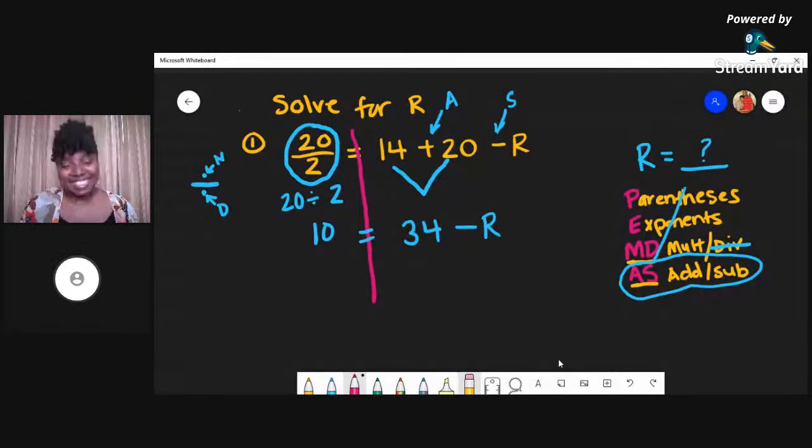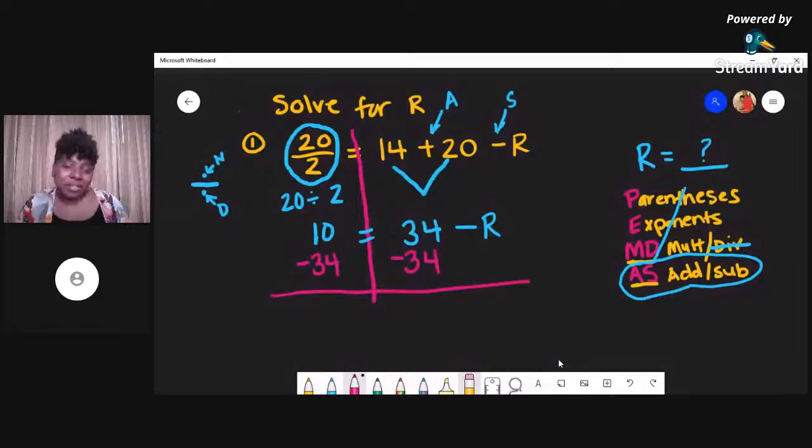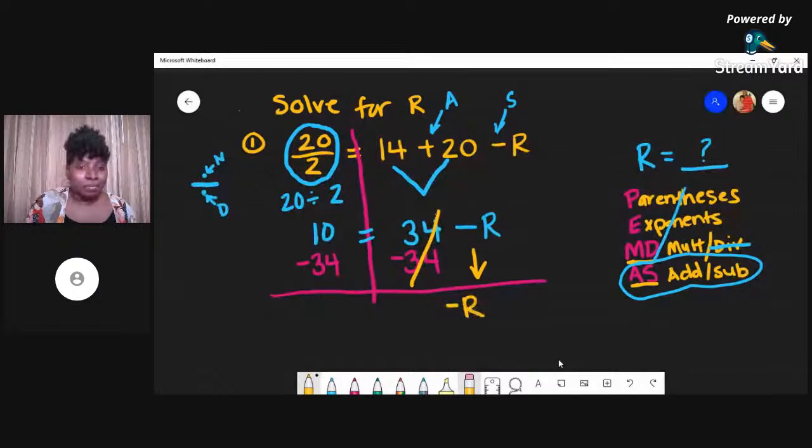That is what my next step would be. My next step would be to take 34 away from both sides. So 34 away from 34 and 34 away from 10. Awesome. Okay. So you knew exactly what to do. It's just a matter of confidence, but you knew exactly what to do. So what's 34 minus 34? 0. Okay. So we cross that off. We have a negative R on the left. All right. Now 10 minus 34. What do we need to do?